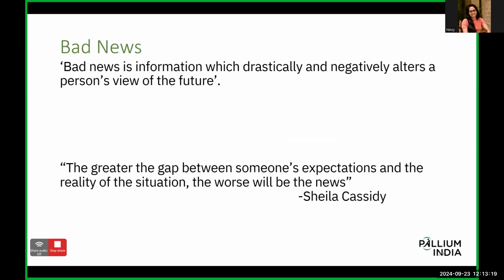Here, bad news is defined as information which drastically and negatively alters a person's view of the future. Like I said, it's life changing, and sadly not for the better, but negatively. When you talk about an illness, there is no medicine for this, no curative treatment. You will be permanently in this condition, or maybe you're moving closer to your death. Such things negatively affect how you think about your future.